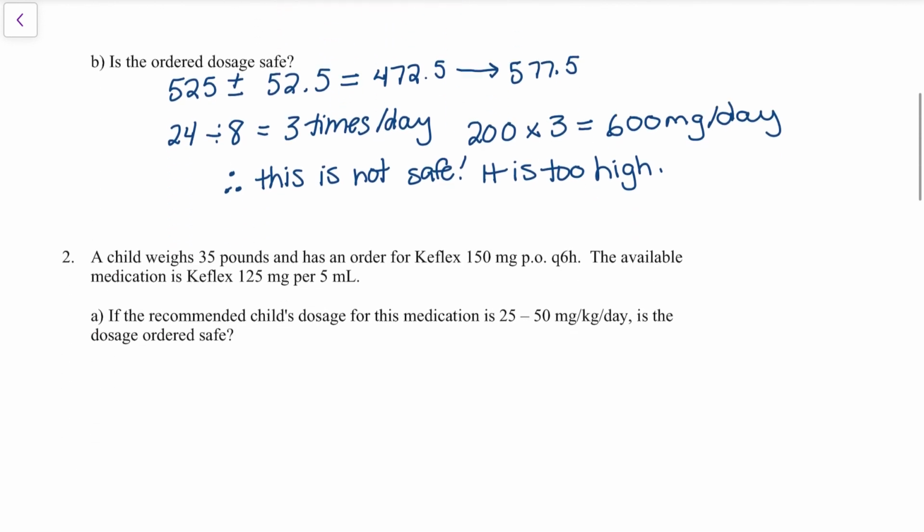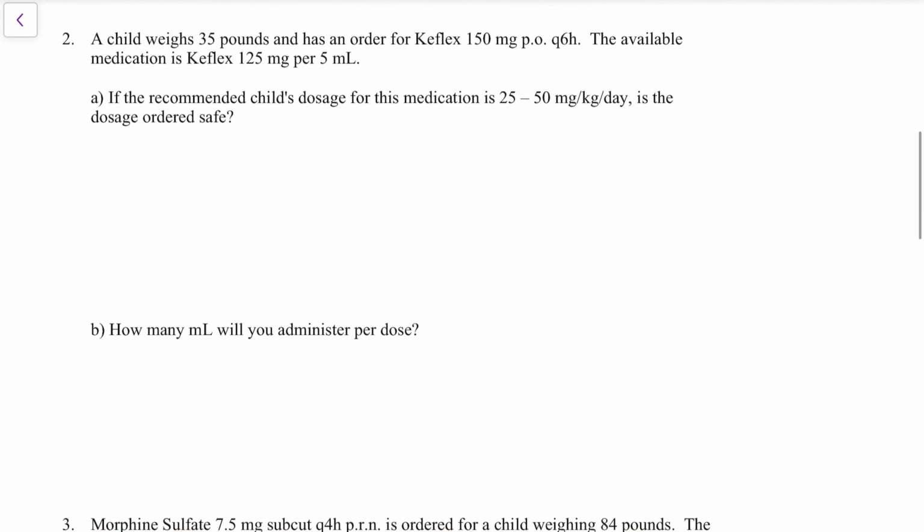Let's look at another example. A child weighs 35 pounds and has an order for 150 milligrams PO, which means by mouth, Q6H, every 6 hours. The available medication is 125 milligrams per 5 milliliters. If the recommended child's dosage for this medication is 25 to 50 milligrams per kilogram per day, is the dosage ordered safe?